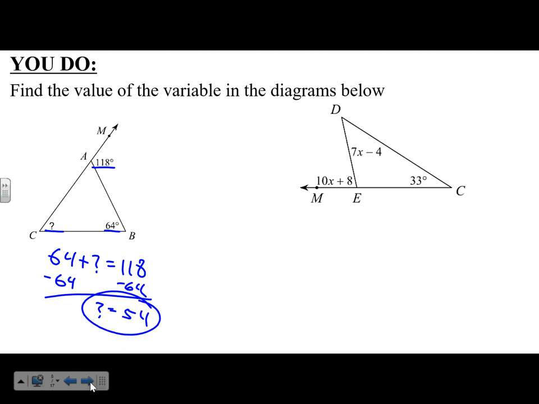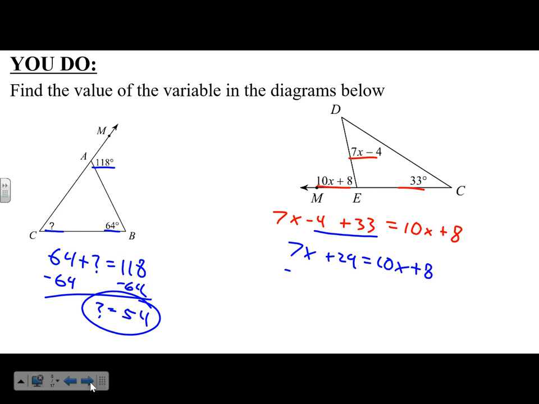This next one, again, we have some algebra. This one is these two added together. So 7x minus 4 plus 33 is equal to 10x plus 8. So it's a little bit different than the last one, mainly because the binomials are in different spots. But again, it's the same thing. Combine your like terms. That is 7x plus 29 is equal to 10x plus 8. Subtract 7x. 29 is equal to 3x plus 8.